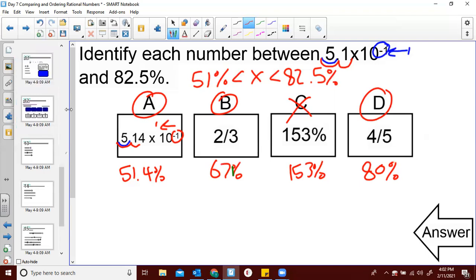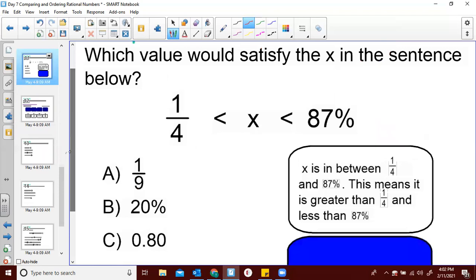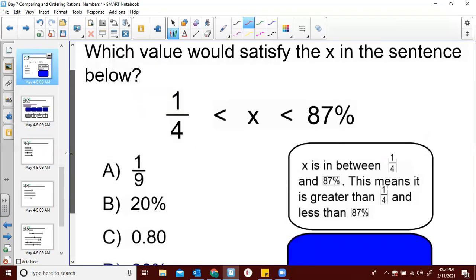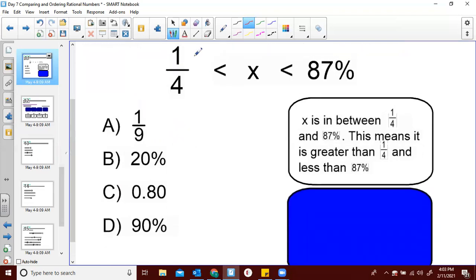All right, now we get into the same thing, but we're just looking for one number. Which value of X satisfies the sentence below? First thing you want to do is put your parameters in percent. So we know that a fourth is going to be 25%.